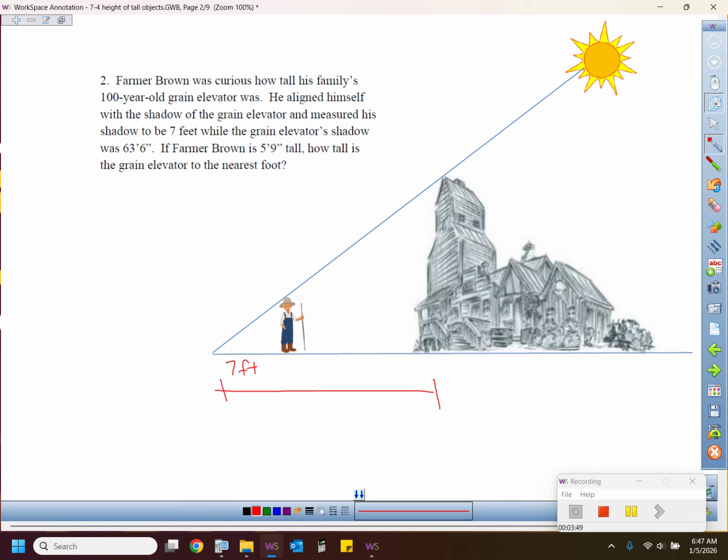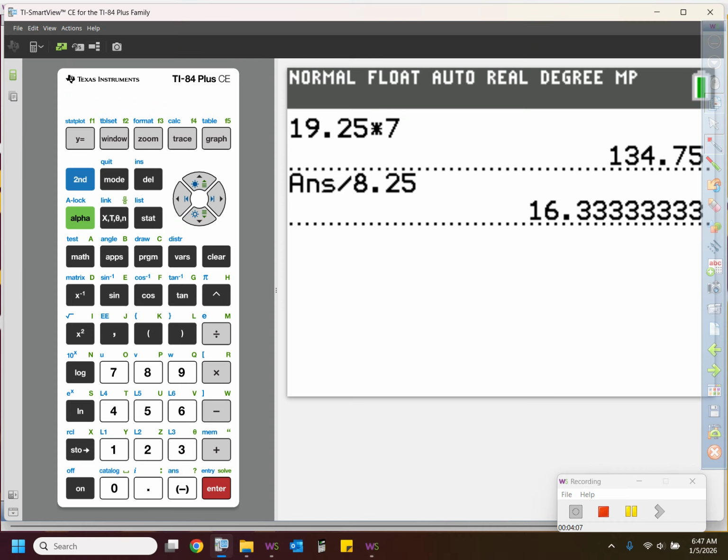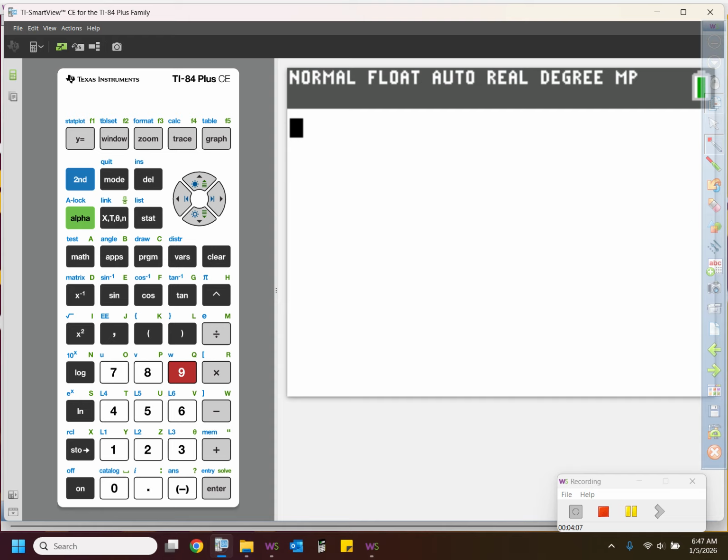So what we're going to do is change that into the same unit. I'm going to use feet. So it's got 63 feet, and then 6 inches is actually half a foot, so that'll be 63.5 feet in that case. Farmer Brown is 5 foot 9 inches tall, so I care about those inches. So that is 9 inches out of the possible 12 inches that make a foot.